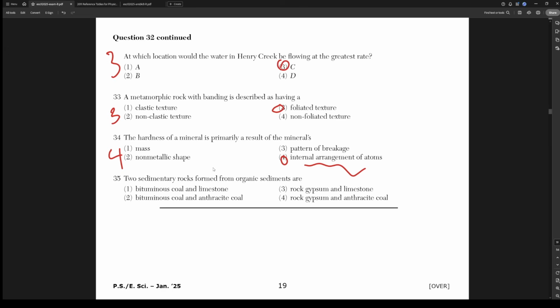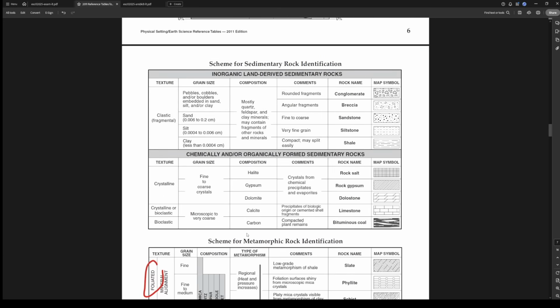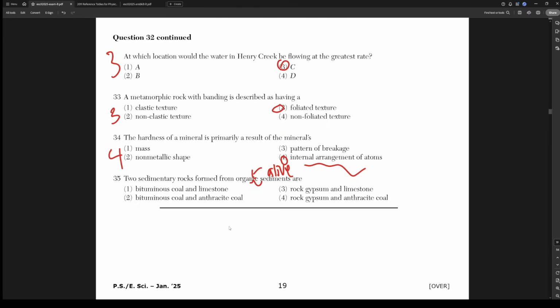The two sedimentary rocks formed from organic sediments. So these were once alive. So we're going to go to sedimentary rock, organic, which is going to be your bioclastic. So limestone and bituminous coal are the two. So we got one.